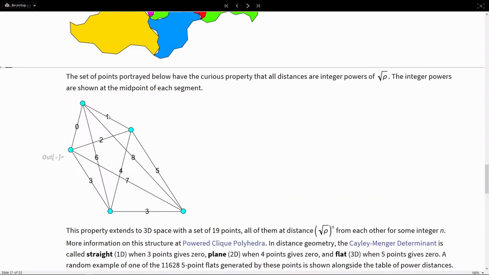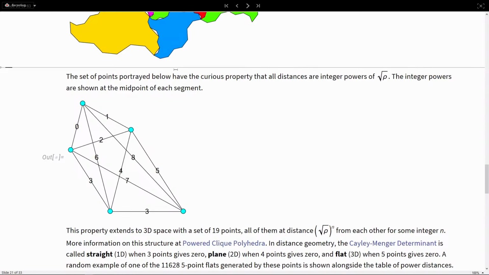These are powers of the square root of the plastic constant as distances, and you get the numbers 0, 1, 2, 3, 4, 5, 6, 7, and 8. And the 3 is repeated. So this is a very weird object here. All the distances are powers of the square root of the plastic constant.